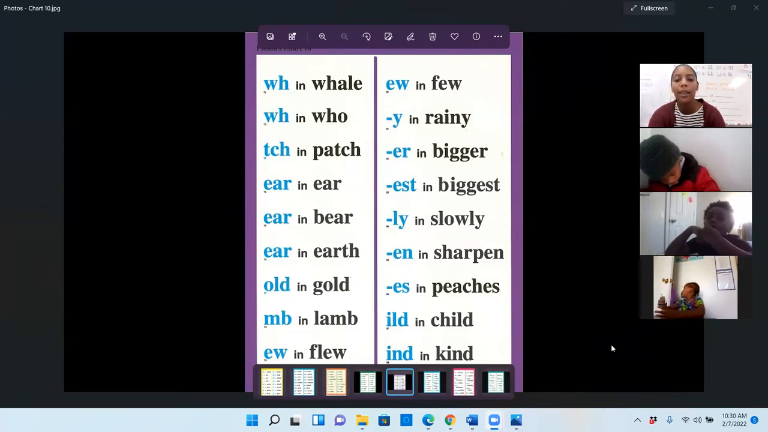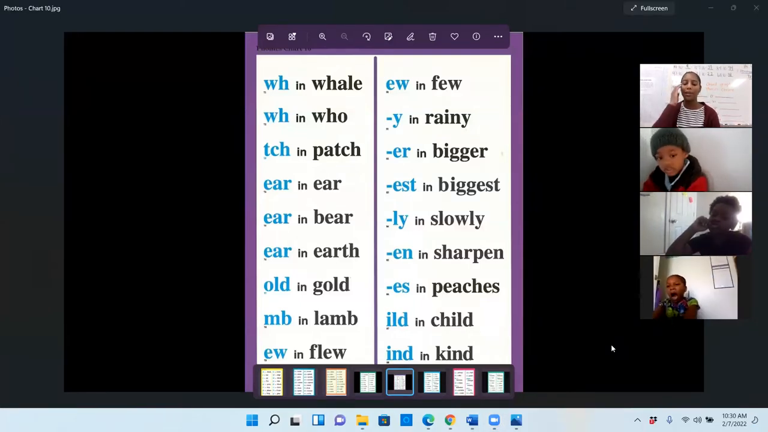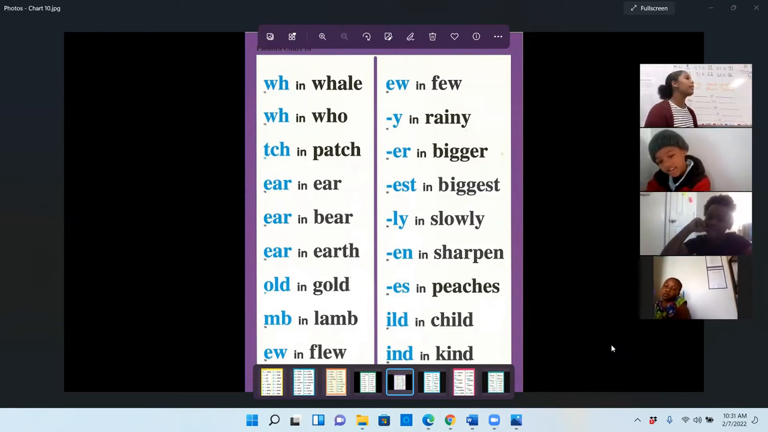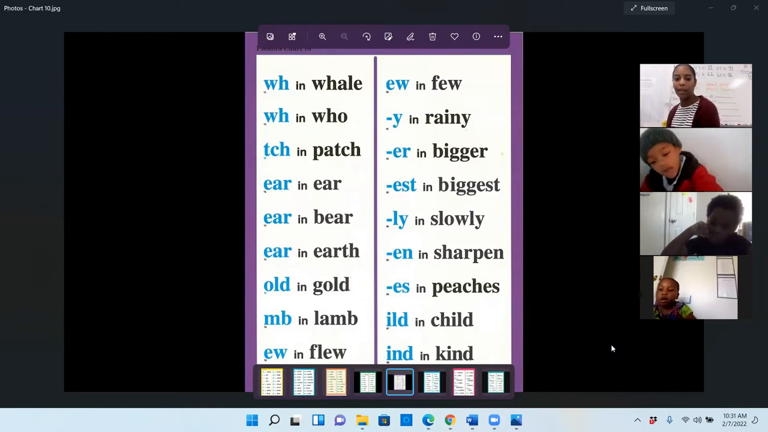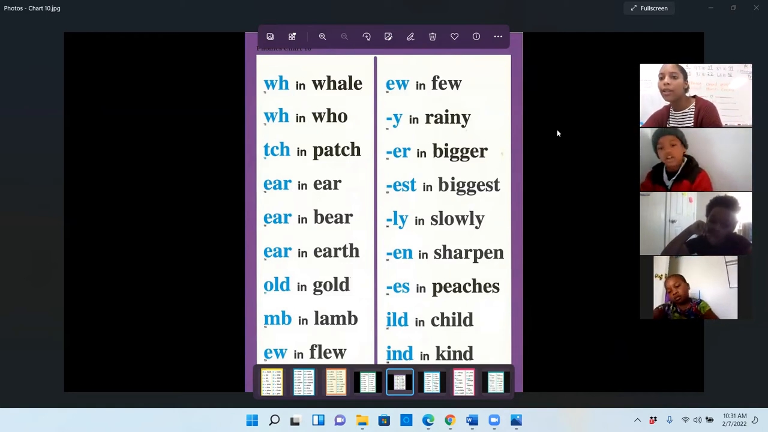LY says lee, and slowly. EN says in, and sharpen. ES says s, and peaches. ILD says i'll, and child. IND says i'm, and kind. Good. All right, chart 10 is done.